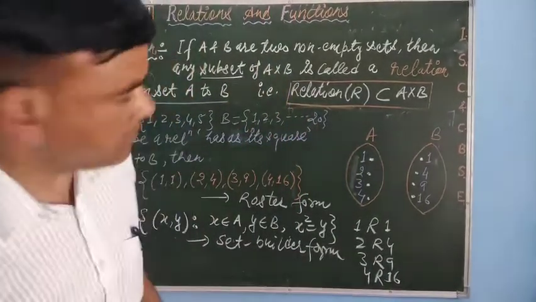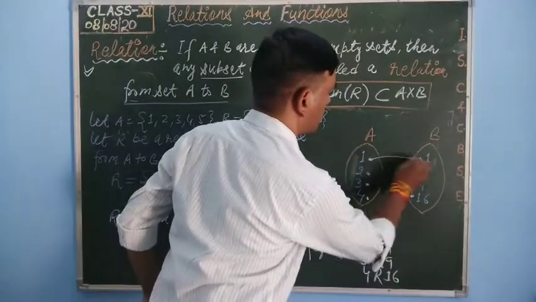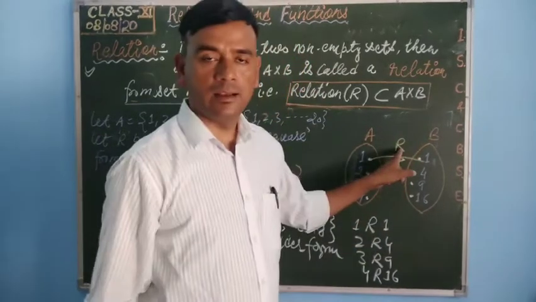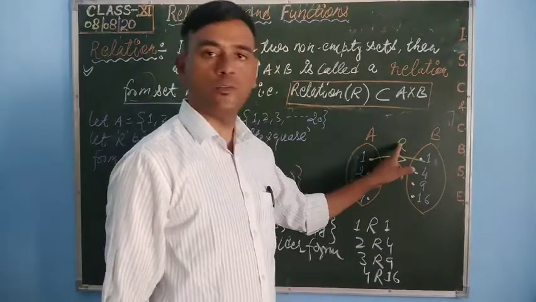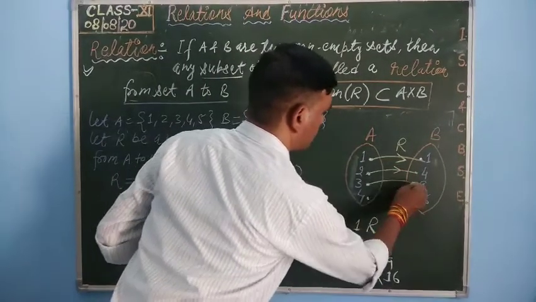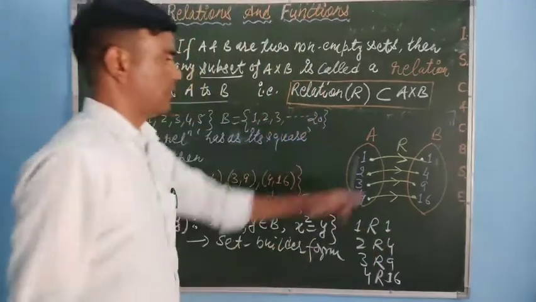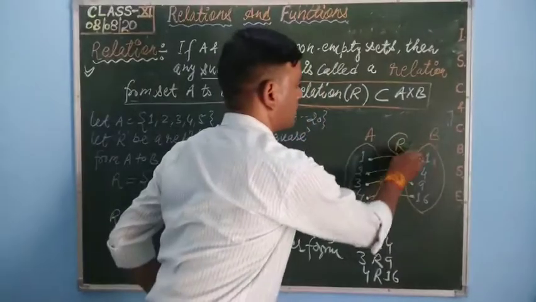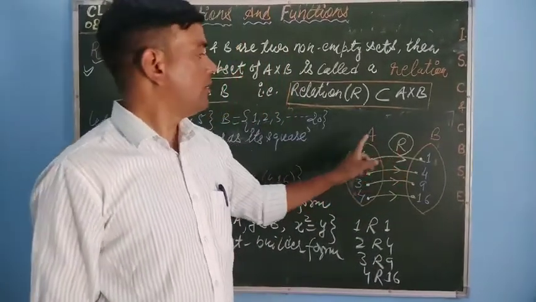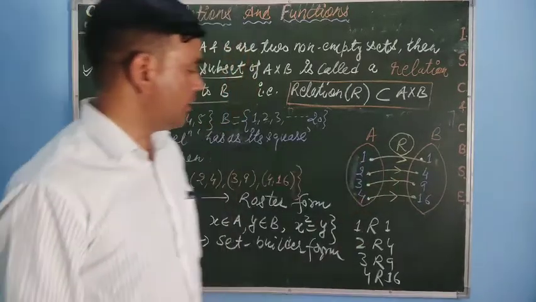See here students, 1 is related to 1. So I will draw a ray here like this and put R here, R being the symbol for the association of the relation. 2 is related to 4, 3 is related to 9, and 4 is related to 16. And this R represents a relation from set A to B, an association relating elements of A to elements of B.